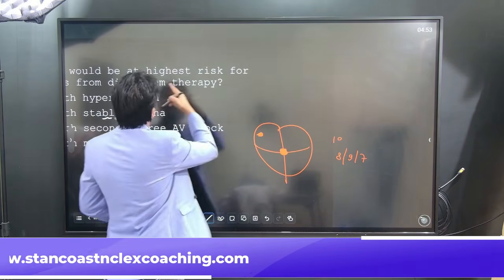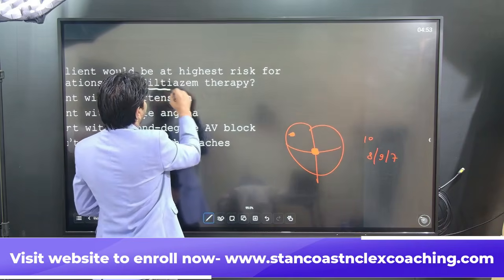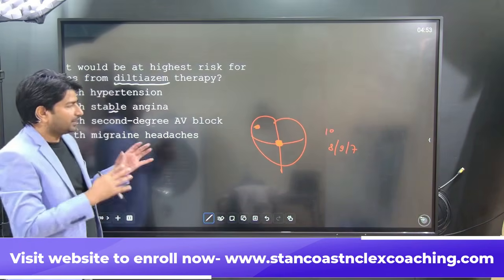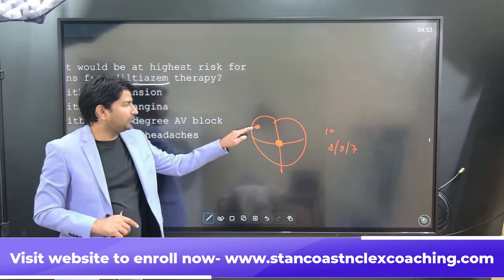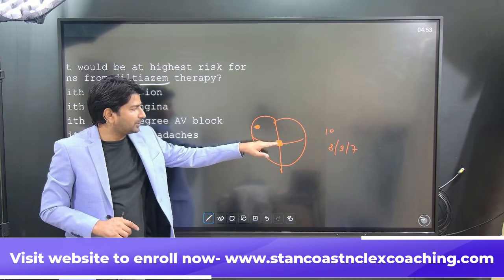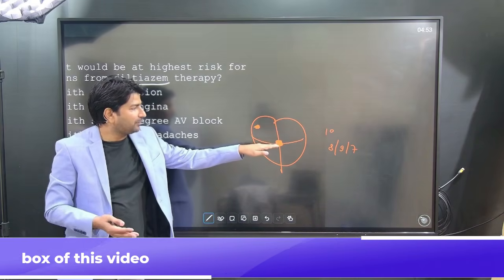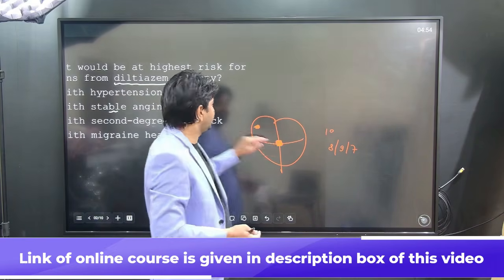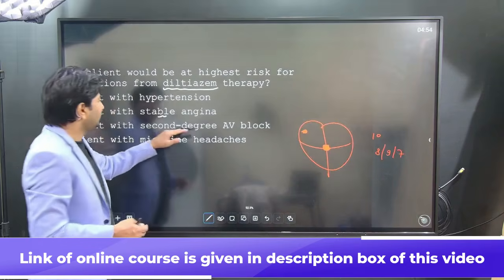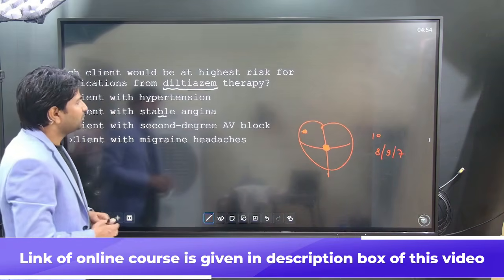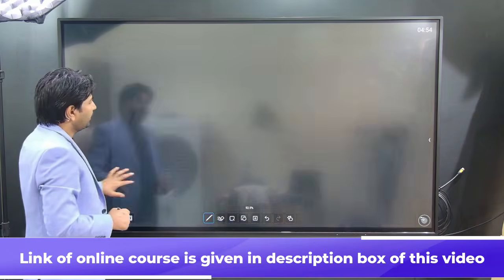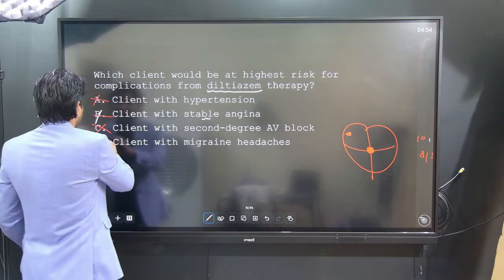So if we give Diltiazem, which specifically works on the heart only, and we know that Diltiazem and Verapamil work on the heart, they reduce the work of the SA node and the work of the AV node. It means the conduction will be further reduced. If the conduction is reduced, there is also an AV block, and the second-degree heart block will worsen. So we should not give Diltiazem to a patient who is suffering from a second-degree AV block. A client with a migraine headache? Yes, we can give it to a client with a migraine headache.